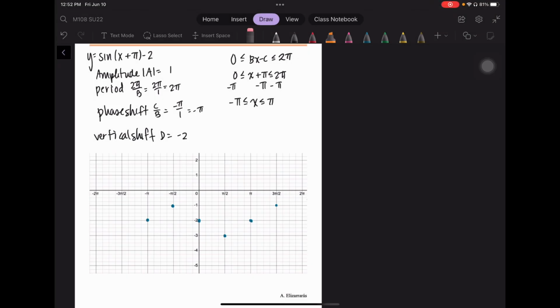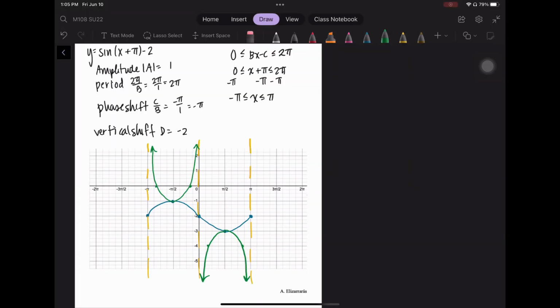Now, anywhere that sine is 0 in the original function, my cosecant graph is going to have an asymptote because I can't divide by 0 in that reciprocal function. So I'm going to draw those asymptotes now. I can connect my sine graph. This is one full cycle of the graph of sine of x plus pi, minus 2. And then the cosecant function just sits on top of the sine function, which I will sketch now. And this is the graph of the cosecant of x plus pi, minus 2.